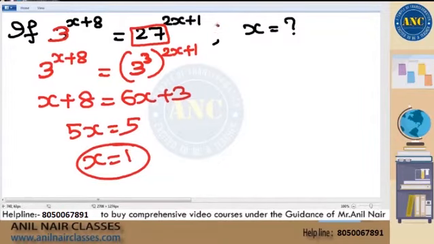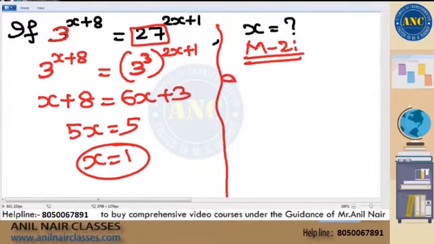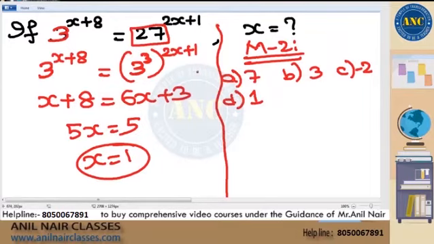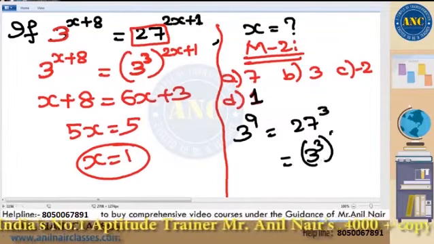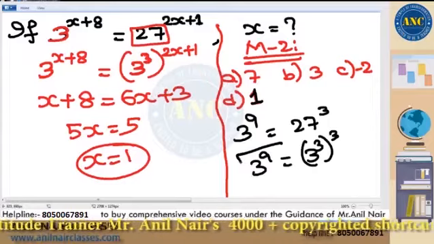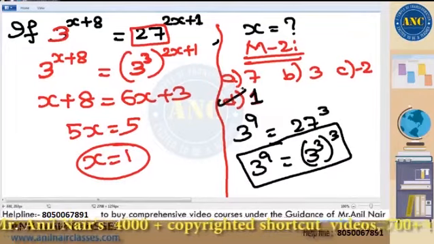This is one of the ways of solving. If you do not want to solve in this method, substitute by answer options. Options are 7, 3, 2, minus 2 and 1. If I take the fourth option, which is the correct answer, if I take 1, so this is 3 power 1 plus 8, which is 3 power 9. 27 to the power of 2 into 1 plus 1, it is 3. So 27 power 3 is 3 cube to the power of 3, which is nothing but 3 power 9 itself. Both are satisfying, therefore the answer option is correct.